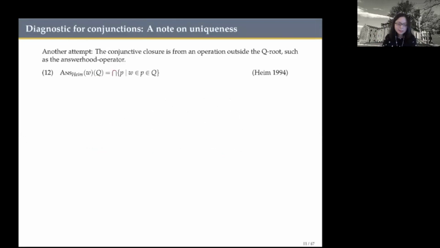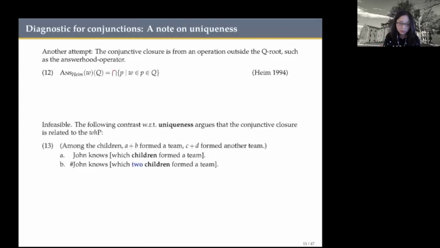One might argue: why not say that the conjunctive closure comes from an operation outside the question root, such as the answer-coded operator? For example, if we assume Heim's answer operator, this operator returns the conjunction of all the true answers. In a given scenario, let's say we have two true answers, AB form the team and CD form the team, and then the answer operator just returns the conjunction of these two. Why not? Well, this option is insufficient because it cannot capture the contrast in 13 with respect to uniqueness.